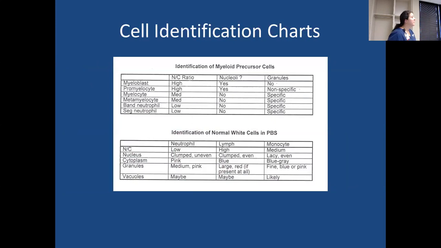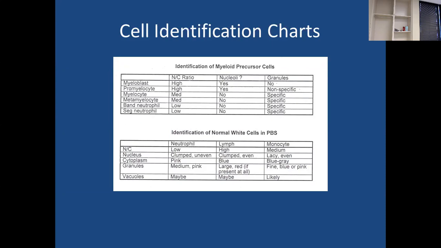All right, so in your lecture manual, you have this little chart. It lists all of the cell lines and helps you understand what to look for when you're classifying these cells. So we want to look for our nucleus to cytoplasm ratio. Notice when we start with our most immature myeloid cell, the myeloblast, that nucleus to cytoplasm ratio is high. And then as that cell matures, it decreases.